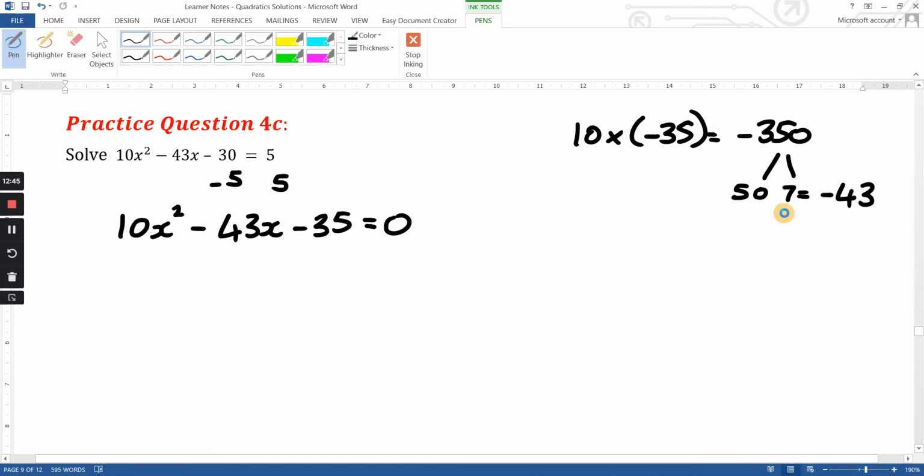So one of these has to be negative, which is the 50. That's got to be positive. So let's split this. Let's put the minus 50 on this side, because that's going to go nicely with the 10x squared. And let's put positive 7x on this side. Let's bring that down.